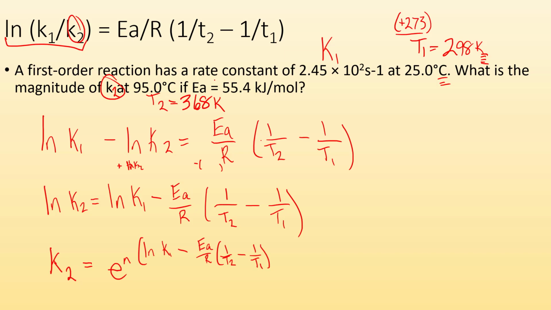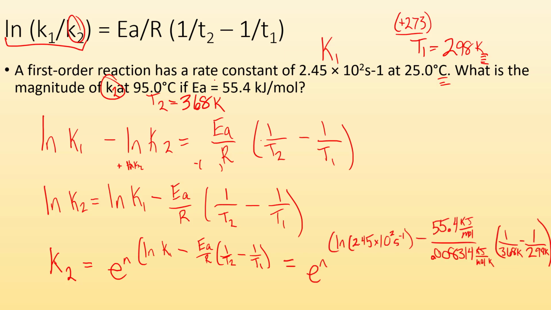So now, again, put the whole side to base e. We get rid of the natural log. We got K2 equals e to the ln of K1 minus EA over R times 1 over T2 minus 1 over T1. So now I just plug and chug. I know all of these values except for K2, so I plug them all in. And I'm sorry, I'm running out of room, but I plugged it all in.